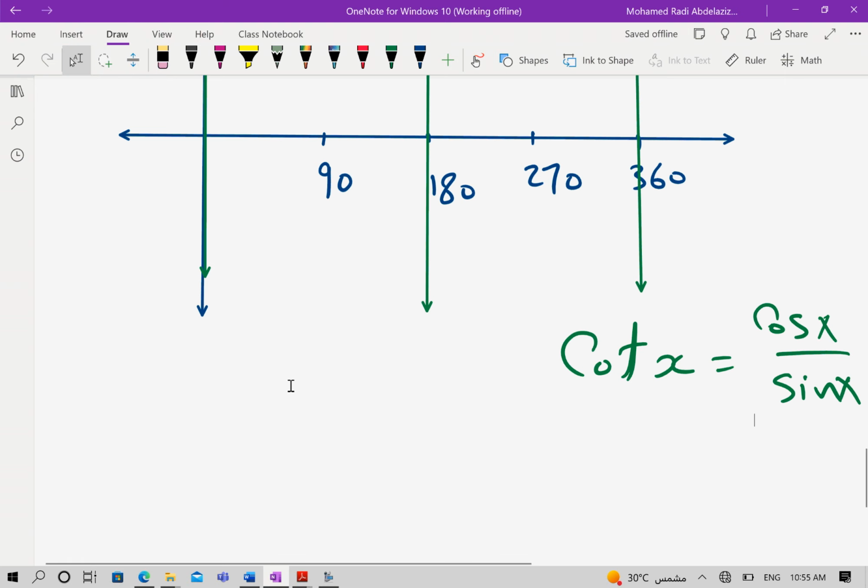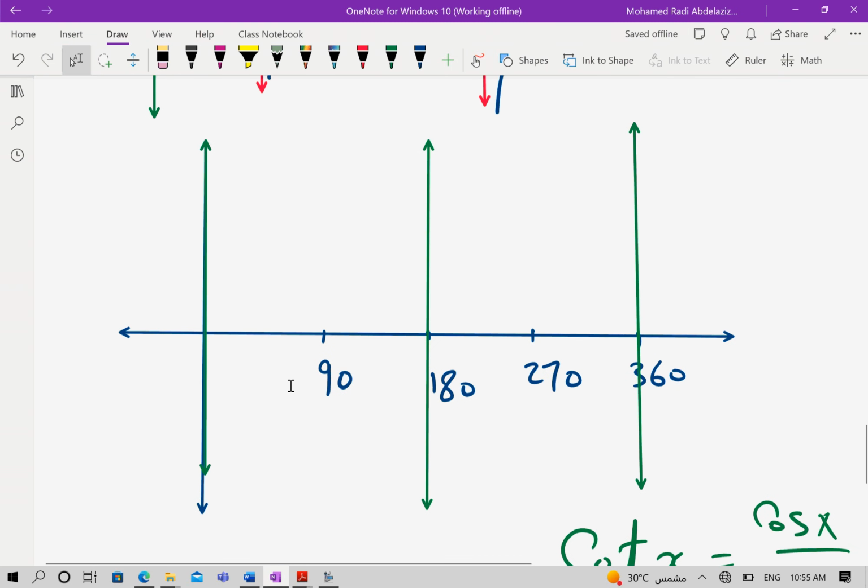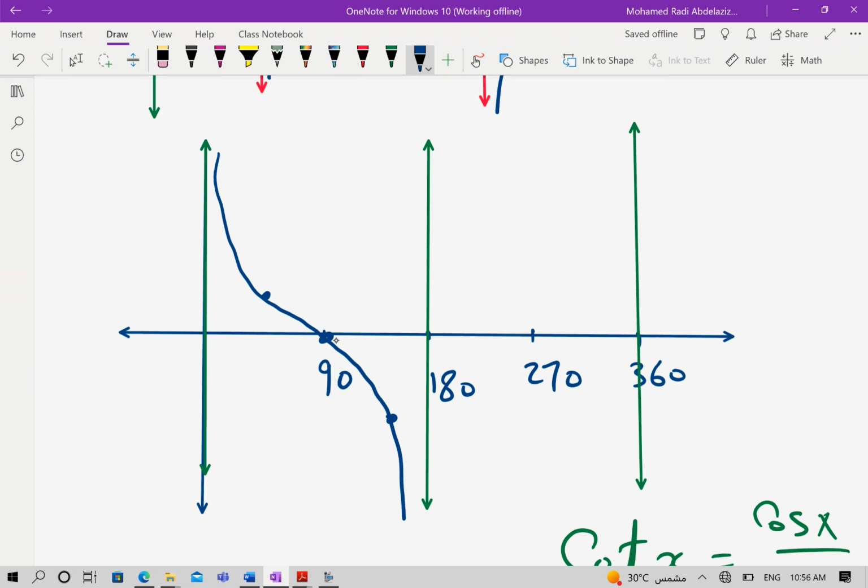At 0 it is what? At 90. At 0 it is 0, at 45 it is 1. 90 is infinity, and 135 is negative 1, right? Your curve will be like this. 180 is 0, then infinity, then 1, then 0, negative 1, and infinity.